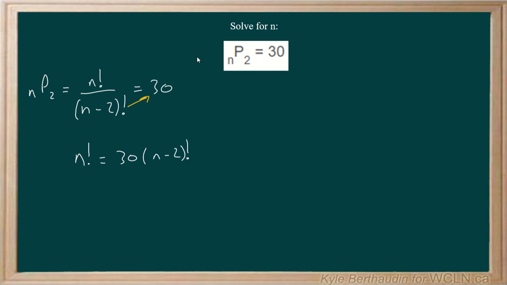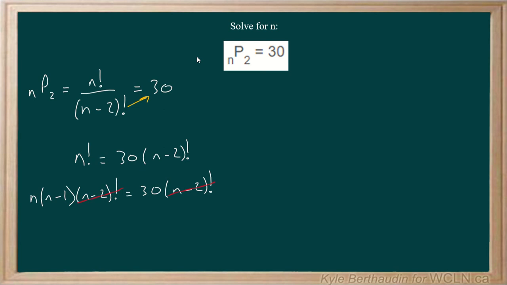Now I'm going to write more terms from my n factorial on the left side here. So n times n minus 1 times n minus 2 factorial, which is equal to our right side, 30 times n minus 2 factorial. And now I can cancel out the n minus 2 factorials, since they're on both sides of the equal sign.